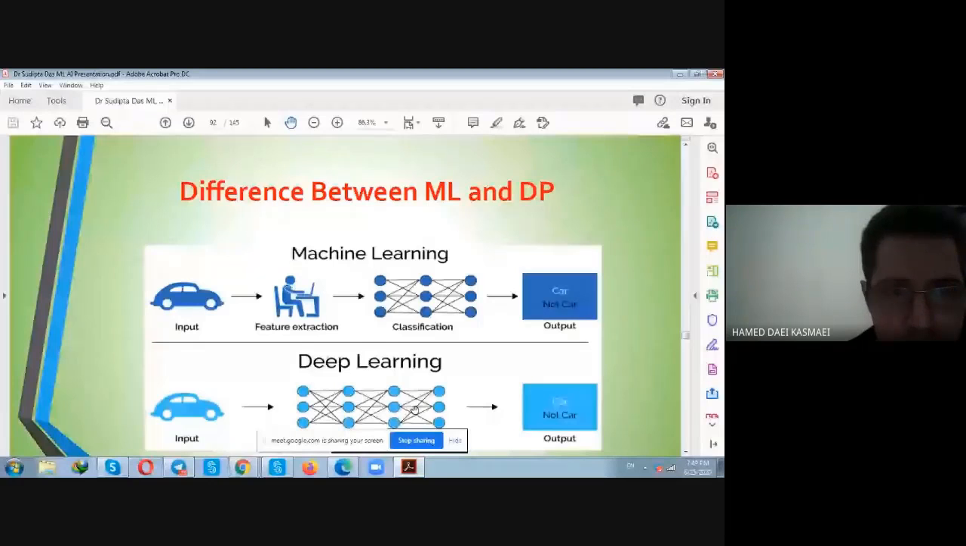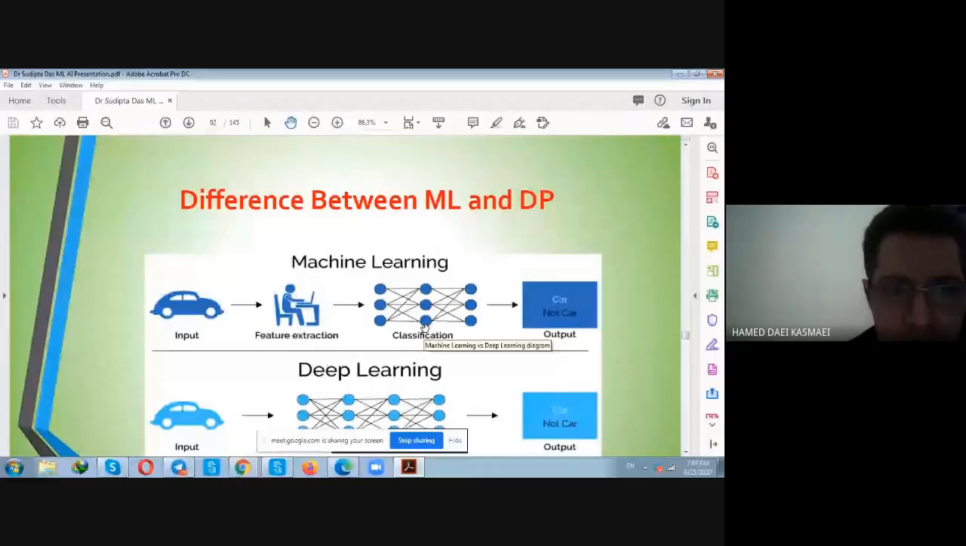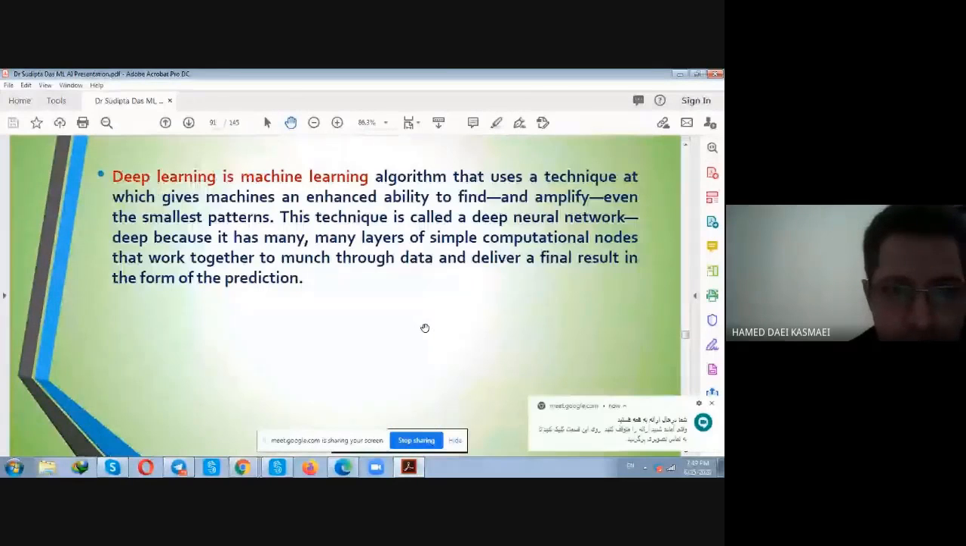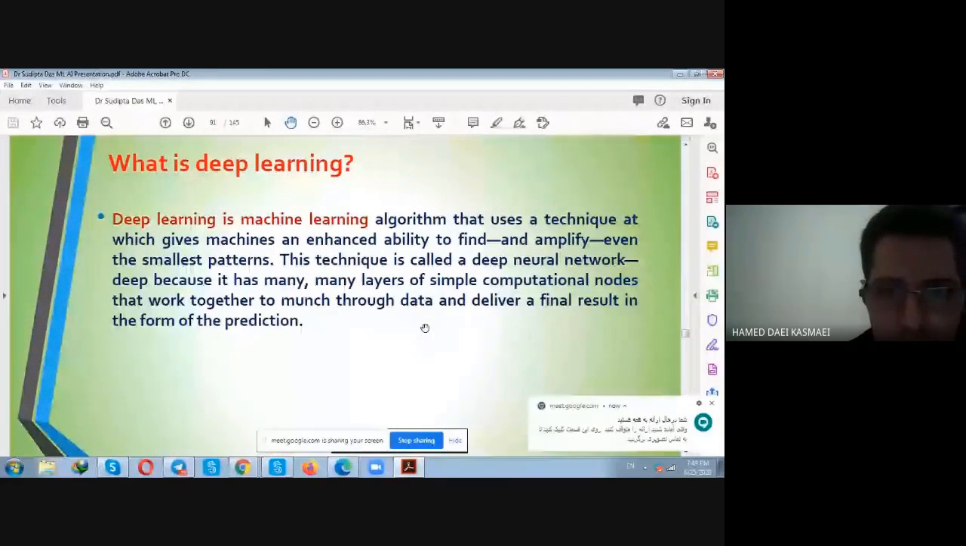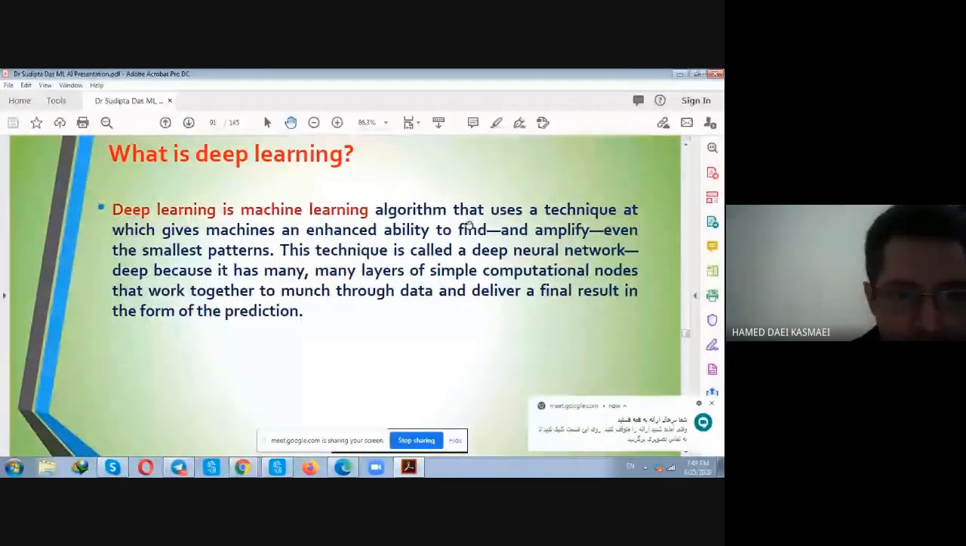So let me tell about deep learning. I was telling about deep learning. What is deep learning? Deep learning is an algorithm that uses a technique that gives machines an enhanced ability to find and amplify even the smallest patterns. This technique is called a deep neural network, deep because it has many layers of simple computational nodes that work together to merge through data and deliver a final result in the form of a prediction.